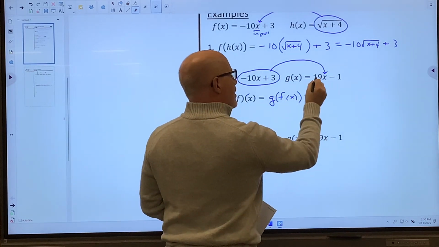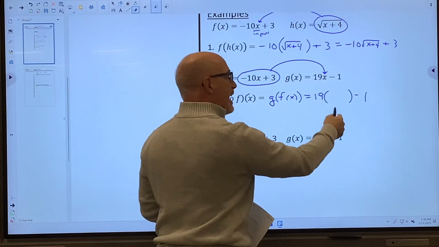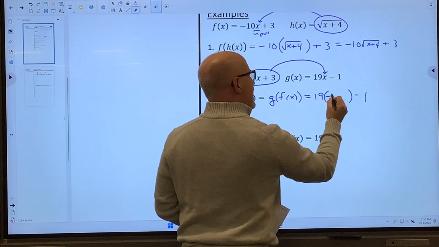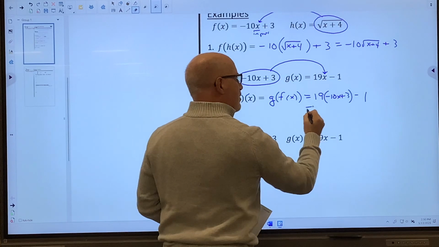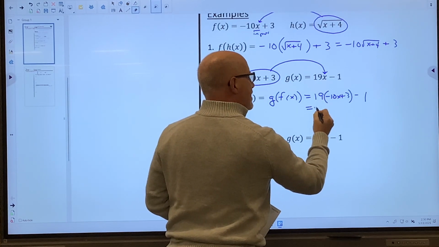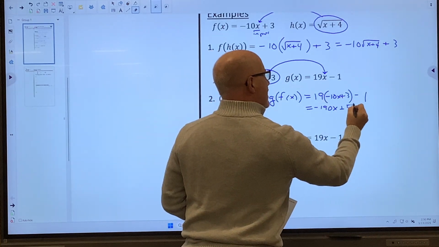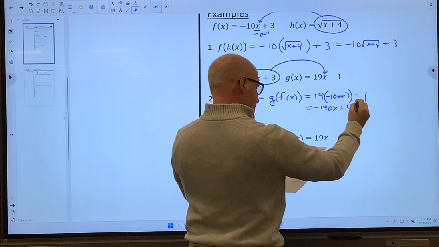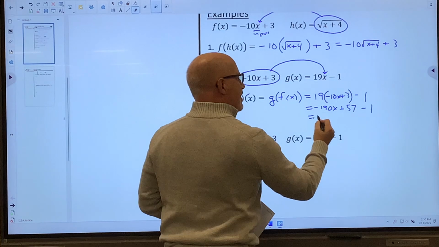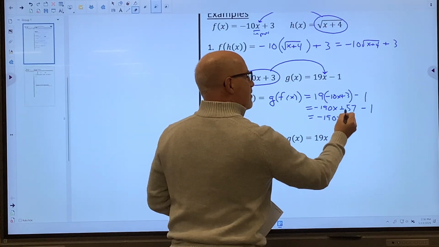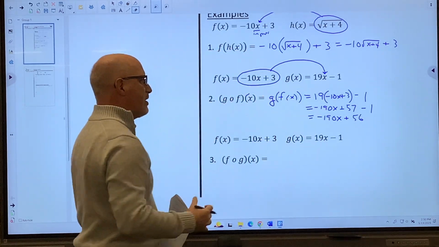So when we look at that, write out the 19 with a parentheses, minus 1, take out the x and put in its place the negative 10x plus 3. That becomes the input. Now we just simplify. 19 times negative 10 is negative 190x. 19 times 3 gives us a 57. And then we have a minus 1 out here. So now we're going to have negative 190x, 57 minus 1 is plus 56. So that's our final answer for g of f of x.